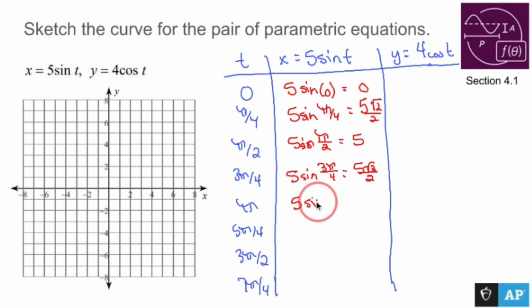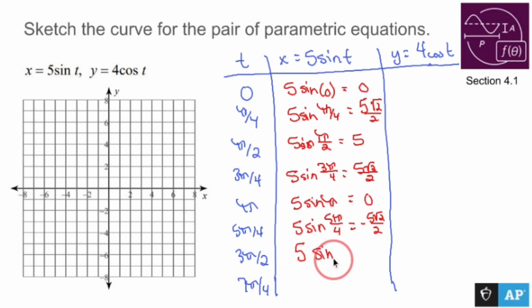5 sine pi is 0, so u becomes 0. 5 sine 5 pi over 4, that's negative root 2 over 2, so negative 5 root 2 over 2. 5 sine 3 pi over 2 is negative 1, so negative 5. And then last but not least, 5 sine 7 pi over 4 is going to be negative 5 root 2 over 2.